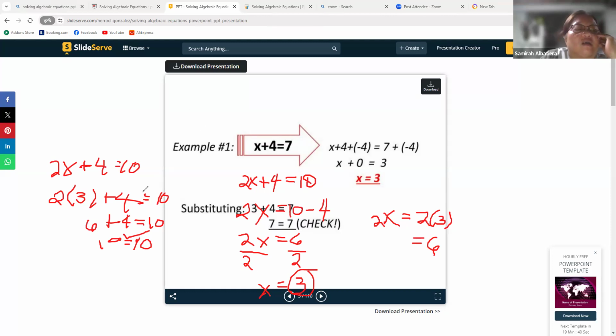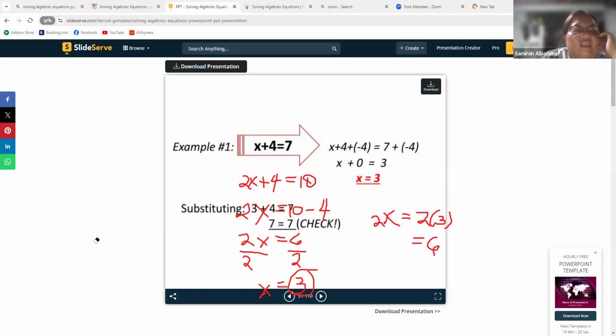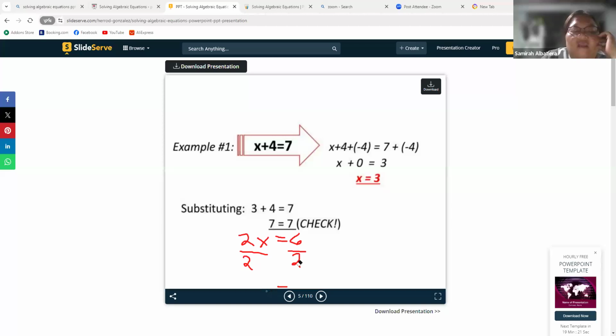Question. Hello? Who has some question? By the way, you were able to get this, right? This is what we were able to do earlier. So we make sure that we check it by simply substituting the computed value of x. Do you have some question?